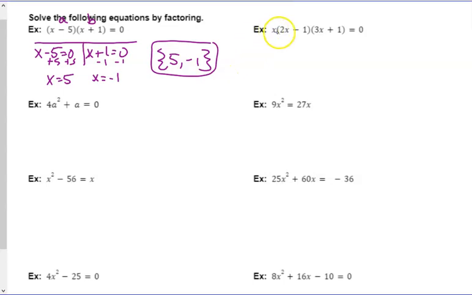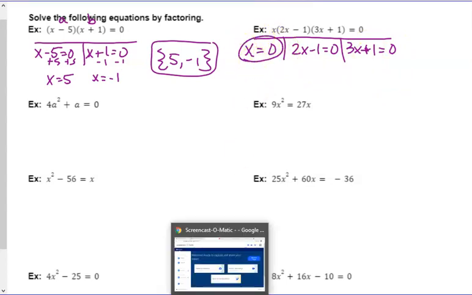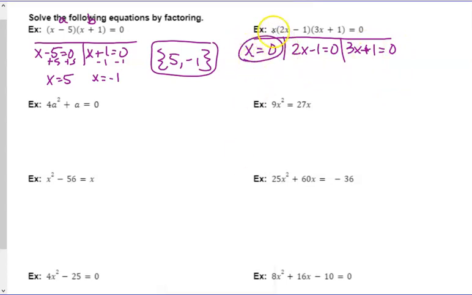So if I then turn to this equation, which is completely factored, with powers of 1 on each one of those, that would mean that each one of those would have to equal 0. x has to equal 0, 2x minus 1 has to equal 0, and 3x plus 1 has to equal 0. And so I could solve each one of those. Well, this one's already solved for us. Anytime you have a letter out front, 0 will be an answer.